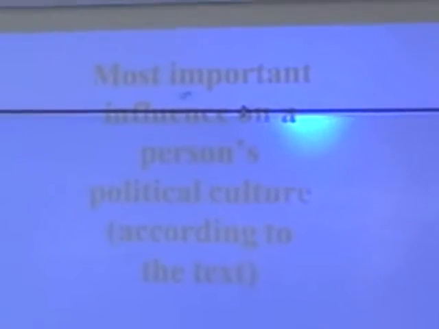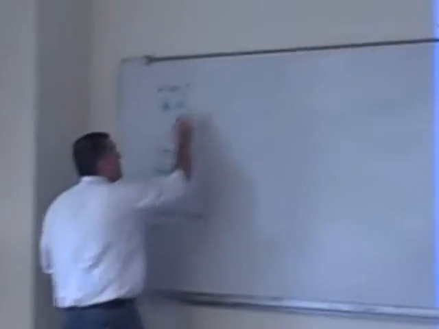Political culture for 1. What is the most important influence on a person's political culture, according to the text and actually according to Lawless? Go ahead. Their parents. Click it. Parents or family? Absolutely. Pick me a category. I'll go with political culture for 3 points. Political culture for 3. List all you can.